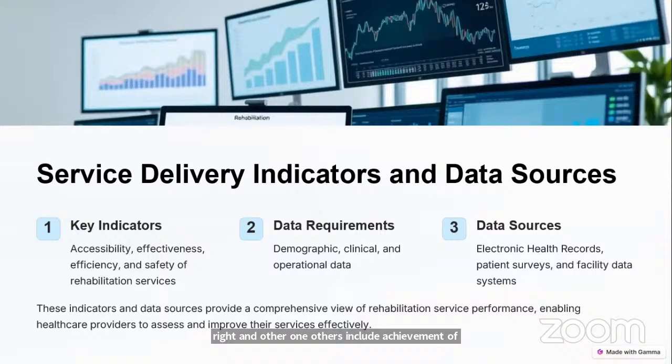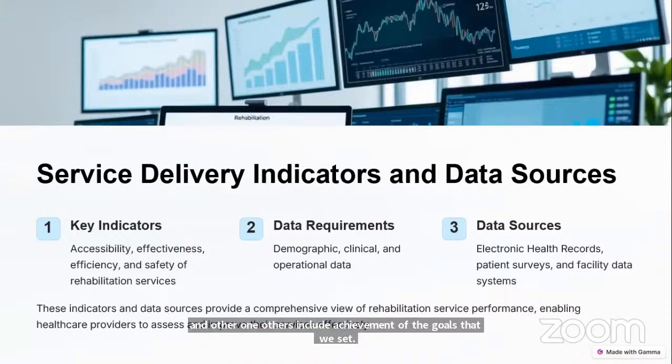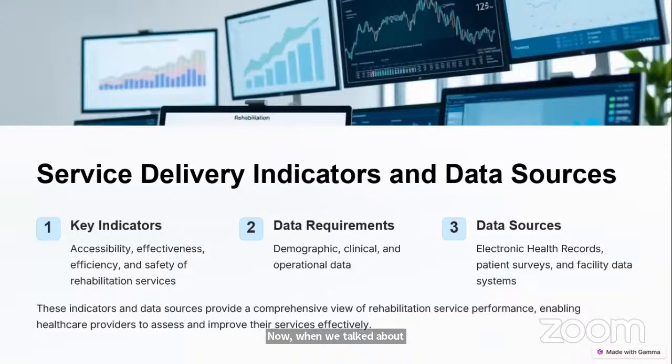Now, the other key indicator is efficiency. When we talk about efficiency, it refers to how well we utilize our available resources, right? What we give our client as our services, for instance, if we give them sessions per time, how does it relate with the costs, and how does it also relate with the outcome of the services we render? And another important aspect is the issue of safety, right?